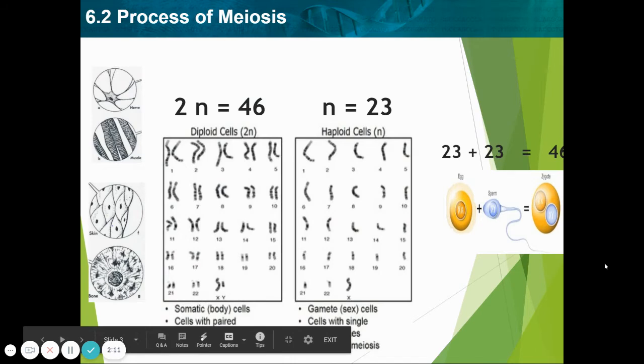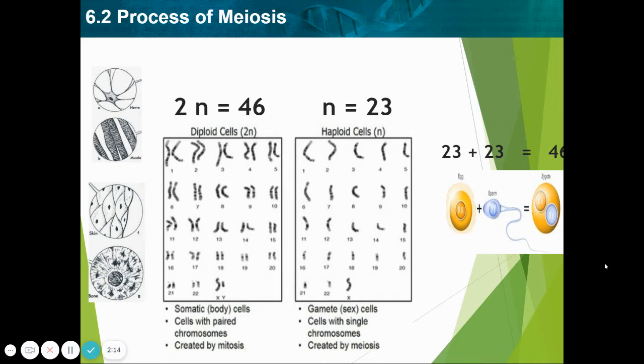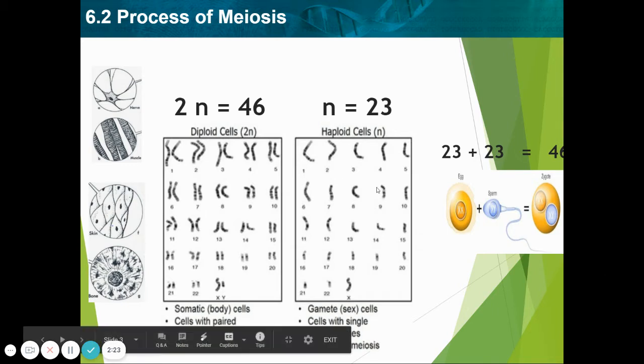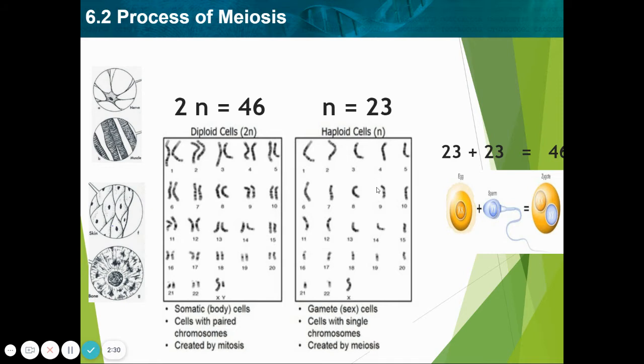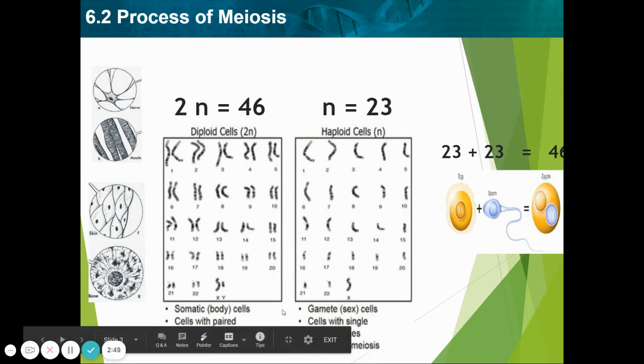Now, we do need to talk a little bit about chromosome number before we get into the actual process of meiosis, the actual cell division. What you're looking at here are human karyotypes. A karyotype is a chart to look at the chromosomes of an individual. We've got two different karyotype charts here. The first one is of a diploid cell, that is represented by 2N. These cells are somatic, they're body cells. So this could be from a skin cell or bone or muscle or nerve.